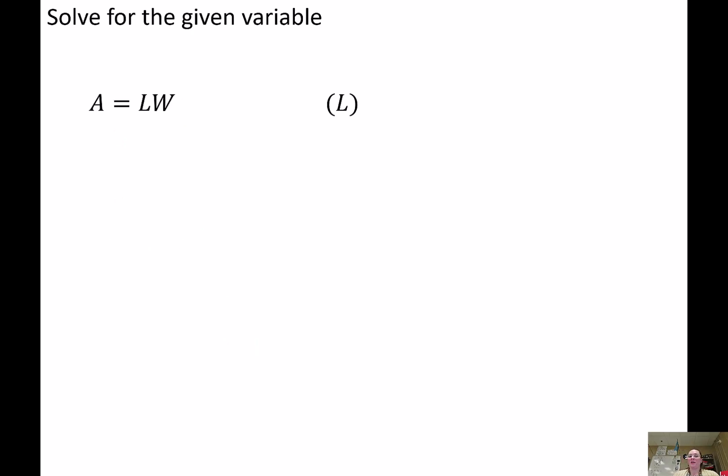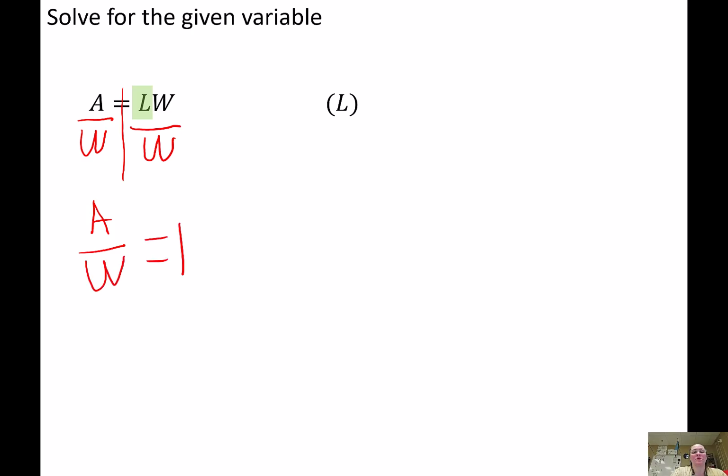All right, one final one. I've got area equals length times width. And this time they want us to solve for L. Well, the W is multiplying to the L, so we're going to divide both sides by W, leaving me with A over W is equal to L.